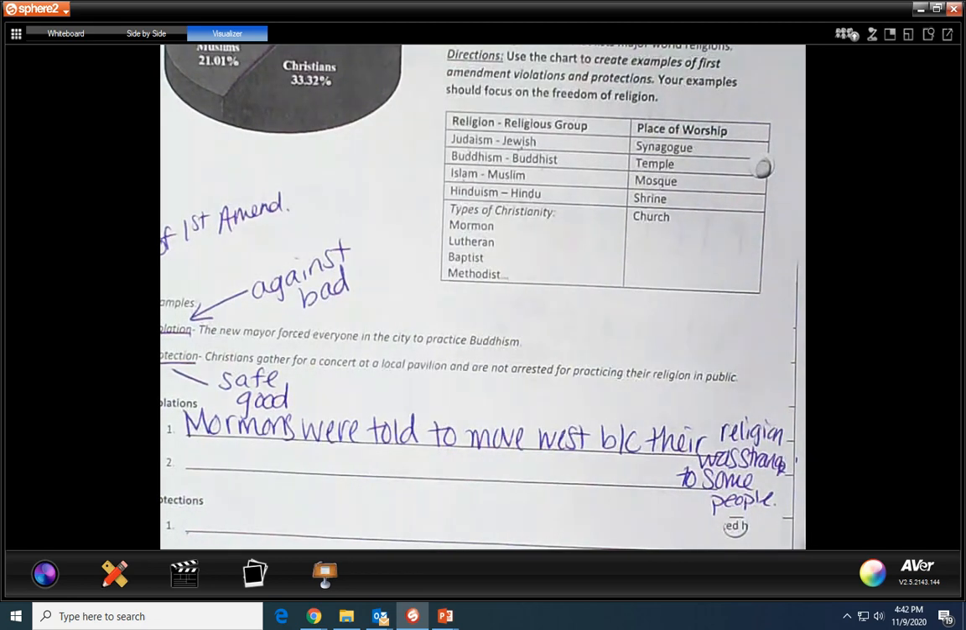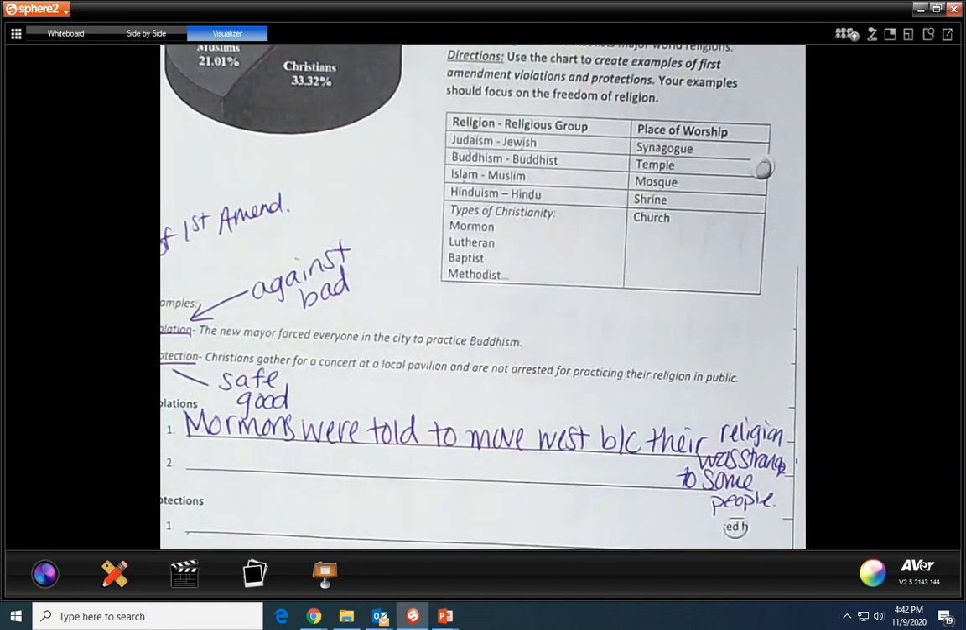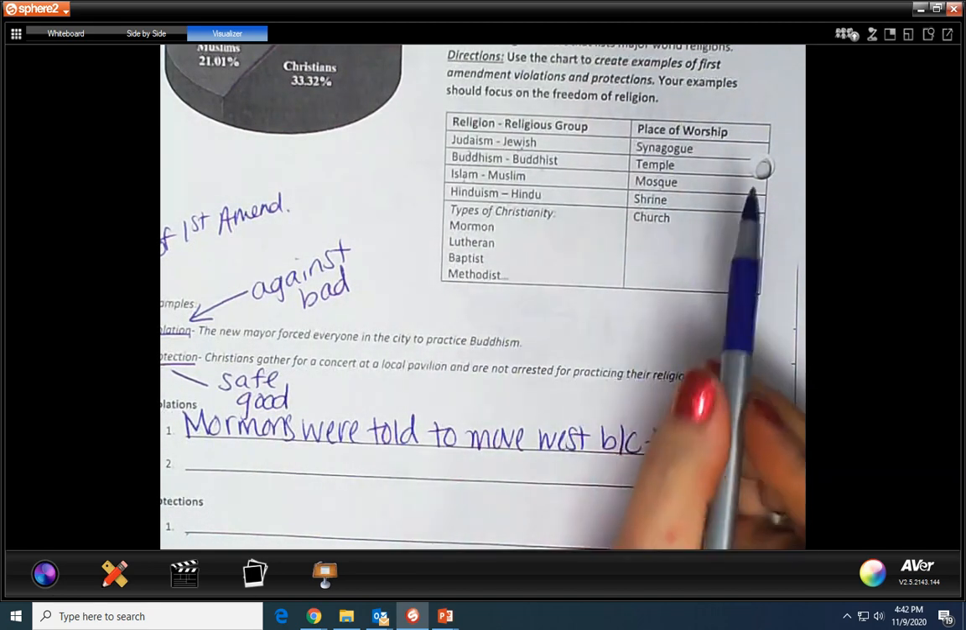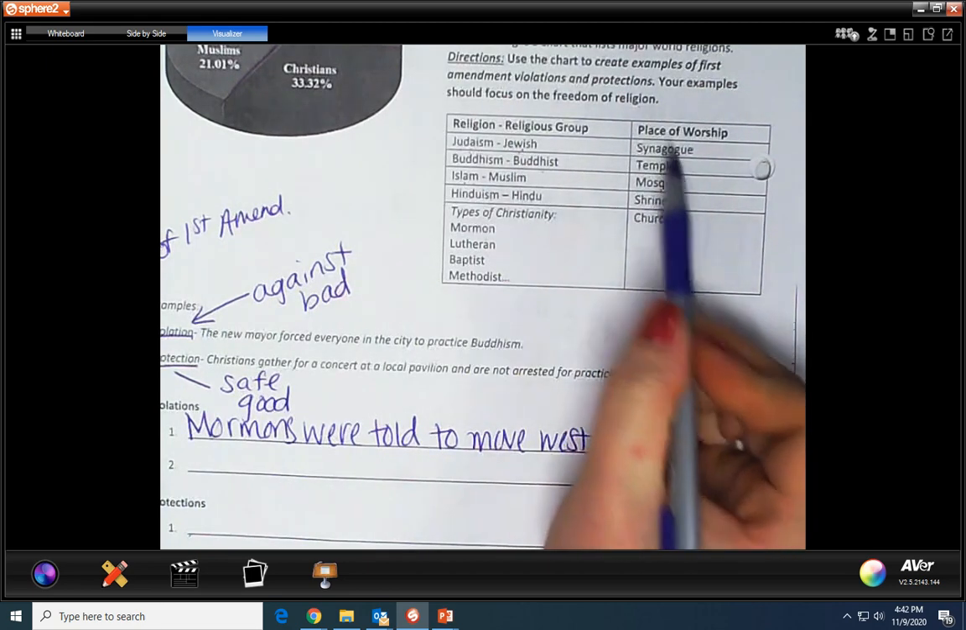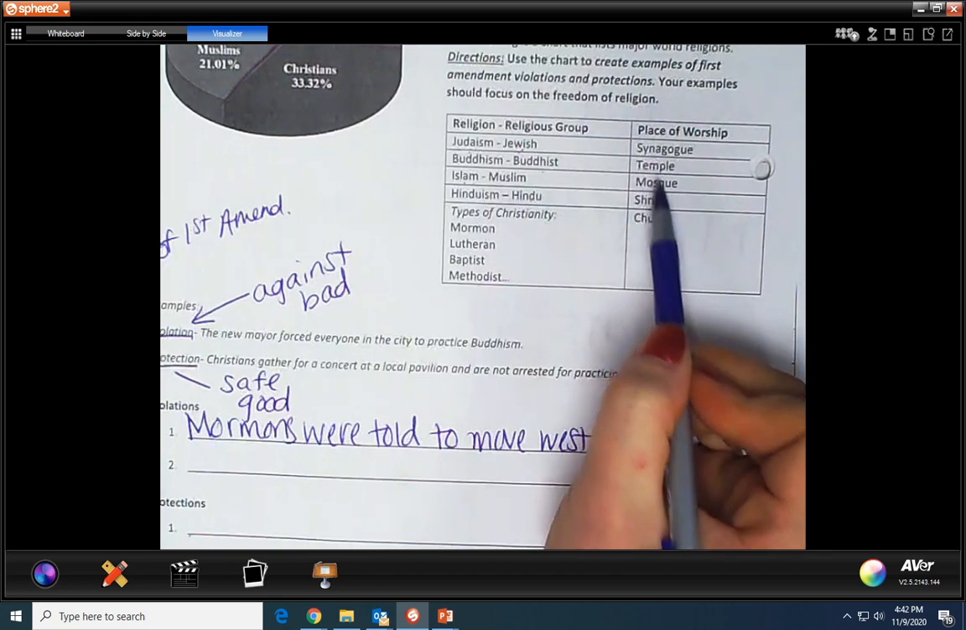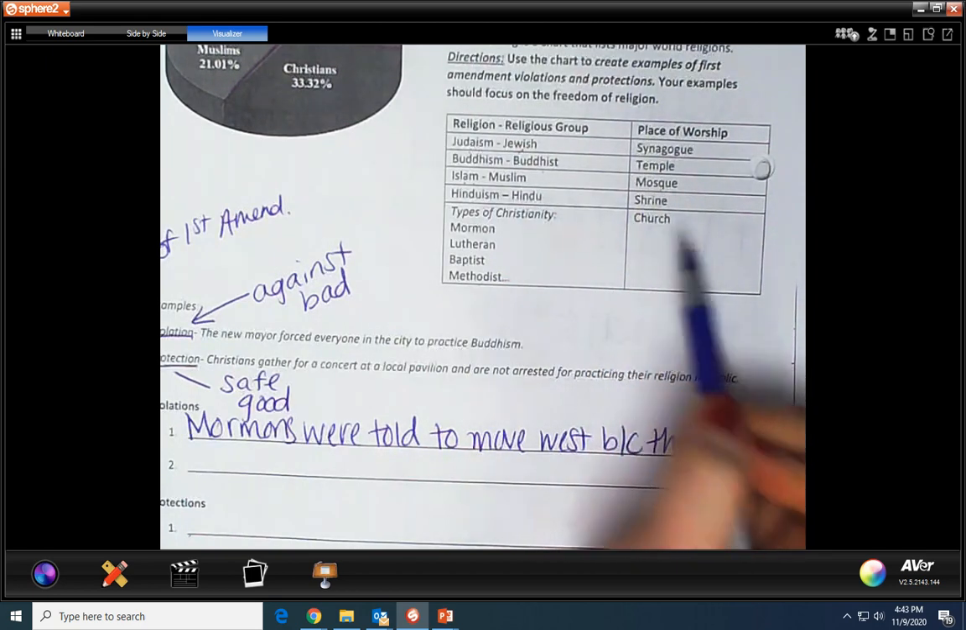No one can be forced to move to some other part of the United States because some people don't like their religion. Do you see? And I just picked one out of there. So let's not use Mormons because I already used it. You could talk about the places of worship. What bad things could happen to a place of worship that would be a violation of people's First Amendment rights?